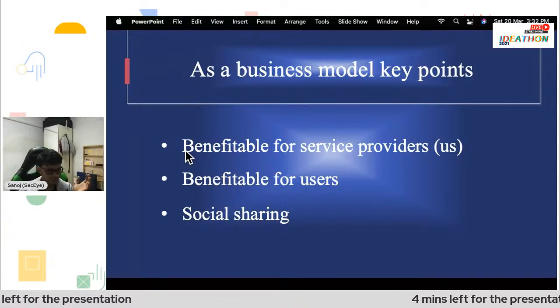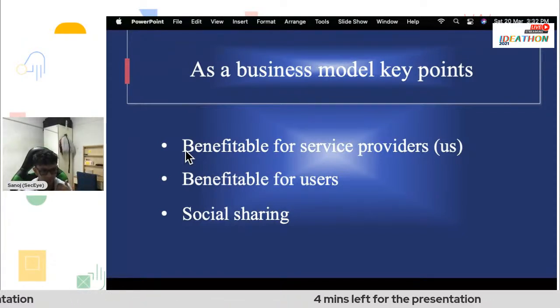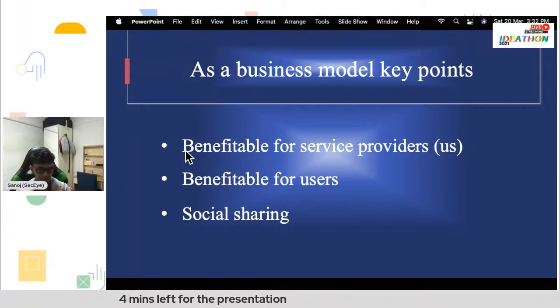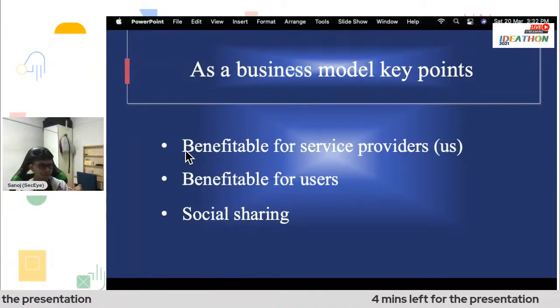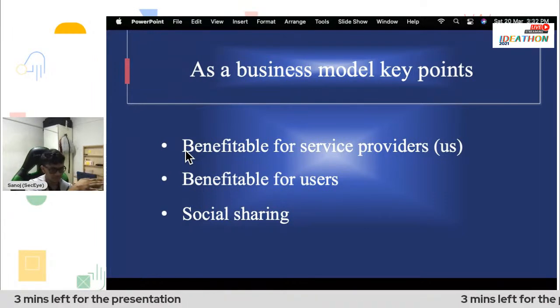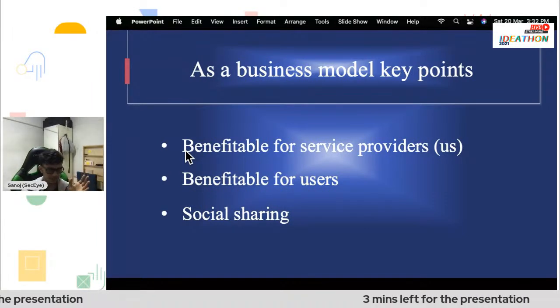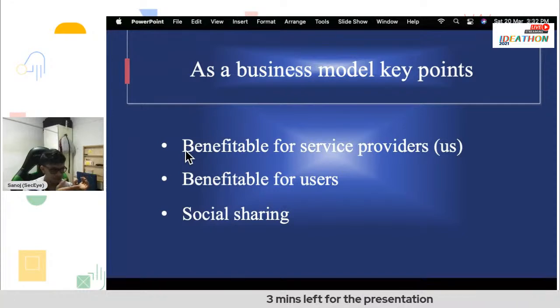Beneficial for the service provider, which means us, so we can provide them a cheaper, reasonable price, which is profitable for us. And the benefit for users is a cheaper price as well, so they can buy and expand their knowledge. And because we are using a platform on websites, I mentioned social sharing.